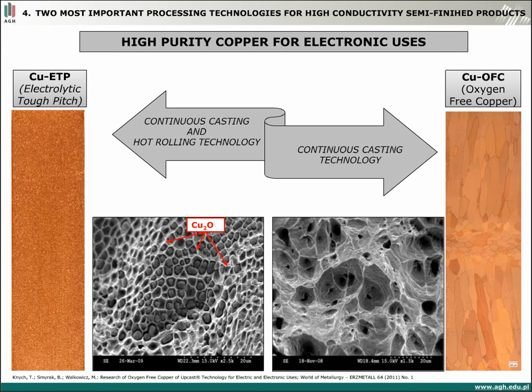In the right part of the slide, you can see the microstructure of the cross-section of oxygen-free copper wire rod obtained by an upward continuous casting process. Please note that the grains in the oxygen-free copper are much larger and look typical for a cast material, since in this technology the material is not subjected to rod processing.